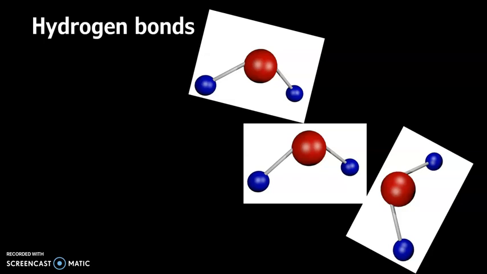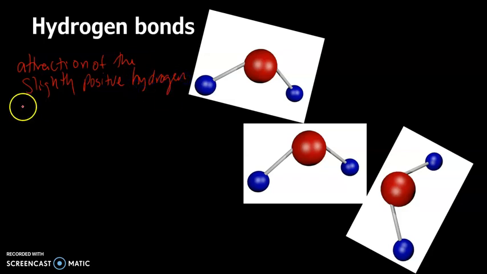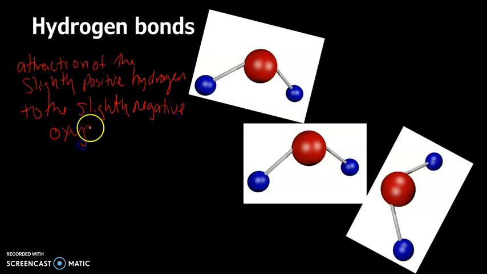So, hydrogen bonds are that attraction of the slightly positive hydrogen to the slightly negative oxygen. So then you'll end up with this attraction here.